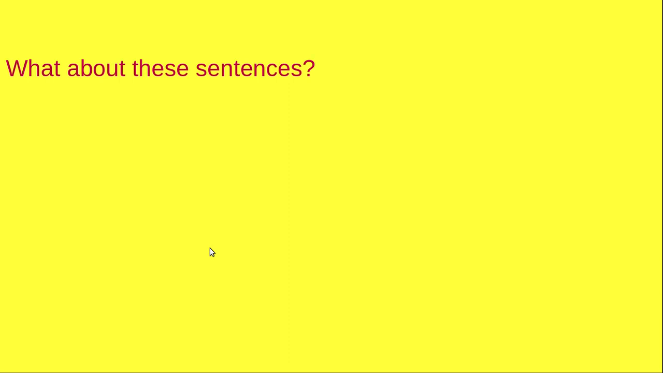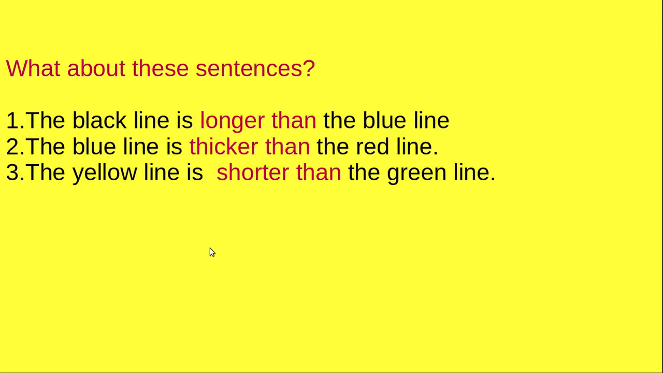Now, the second type. What about these sentences? The black line is longer than the blue line. The blue line is thicker than the red line. The yellow line is shorter than the green line. Here the black line and the blue line are compared on the basis of length. The red line and the blue line are compared on the basis of thickness. Here also on the basis of length, two lines are compared.